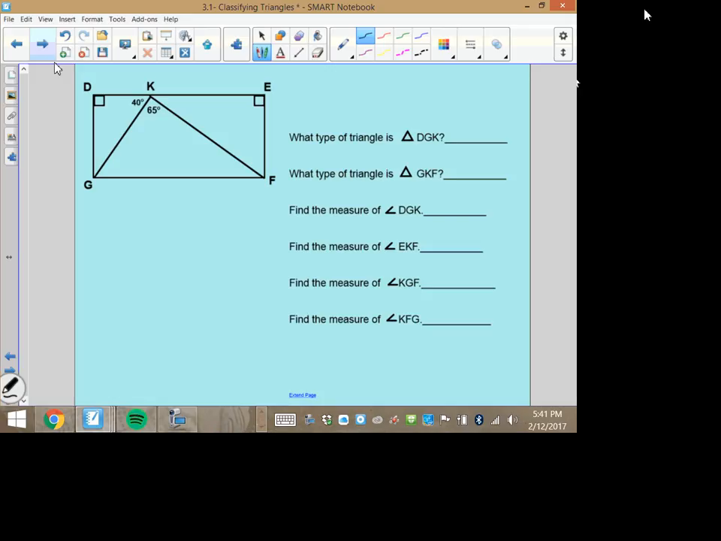So what type of triangle is triangle DGK? We see DGK right here, and we can see that we have a right angle, so therefore it is a right triangle. Then we have triangle GKF. So GKF, that would be an acute triangle because all angles are less than 90 degrees.